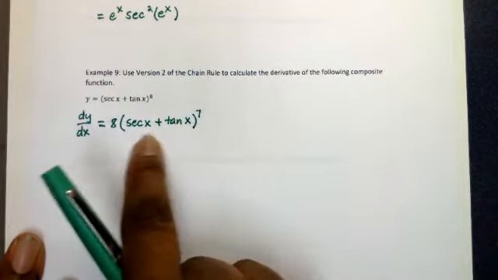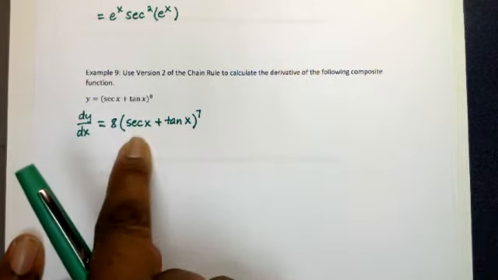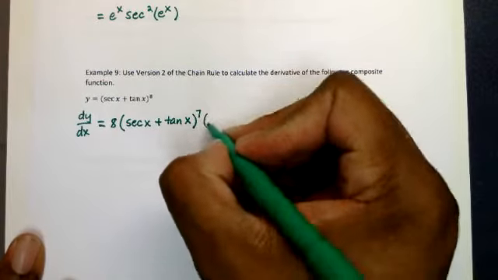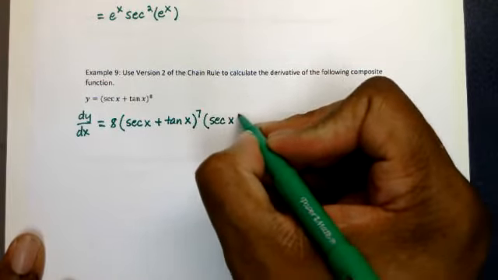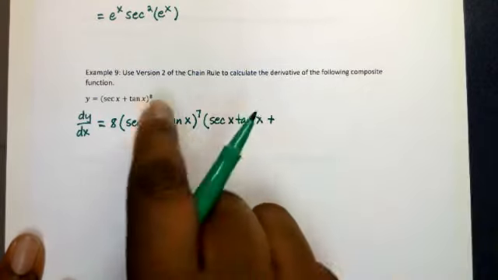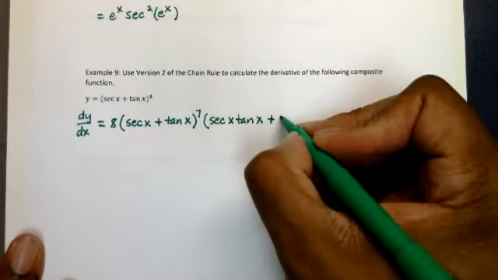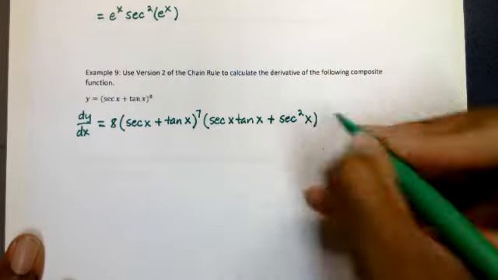Now we've got to take the derivative of this. Let's start with each piece. The derivative of secant of x will be secant x tangent x, plus the derivative of the tangent, which is secant squared of x.